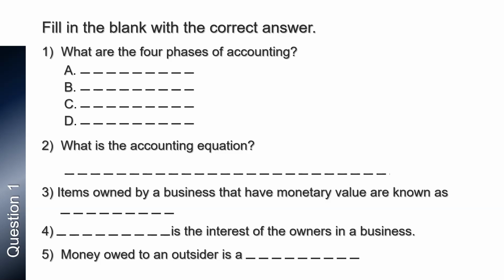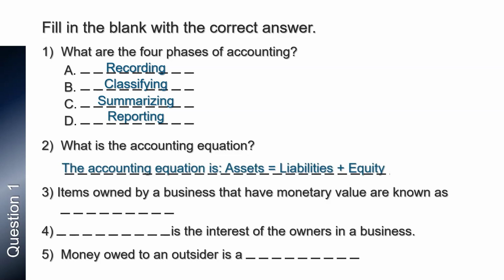The four phases of accounting are recording, classifying, summarizing, and reporting. The accounting equation is assets equal liabilities plus equity. Number 3. Items owned by a business that have a monetary value are known as assets. Number 4. Owner's equity is the interest of the owners in a business. Number 5. Money owed to an outsider is a liability.